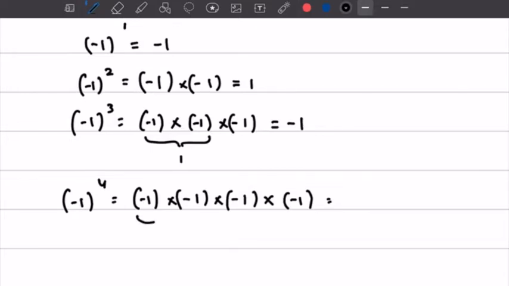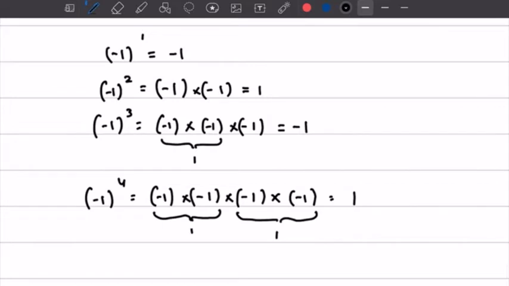So this can be written as 1. And this can be written as 1. 1 times 1 is 1. Do you notice a pattern here? Every time you multiply a number with a negative base, so a negative number, with an odd power, for example 1 and 3, you're getting a negative answer. And every time you're multiplying it to an even power, 2 and 4, you're getting a positive number.